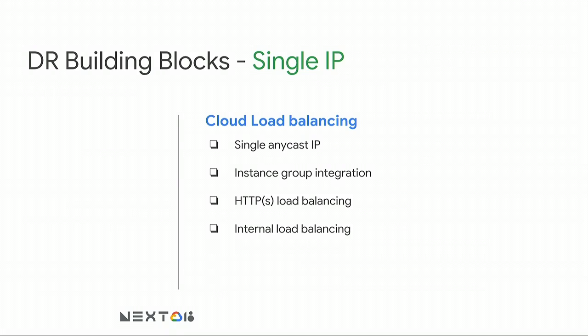Cloud Load Balancing. So a very common pattern is to have a single IP address that fronts either a single serving instance or multiple instances. So Cloud Load Balancing gives you a single anycast IP address. It tends to be integrated with managed instance groups. Managed instance groups allow you to scale up and down identically configured instances.